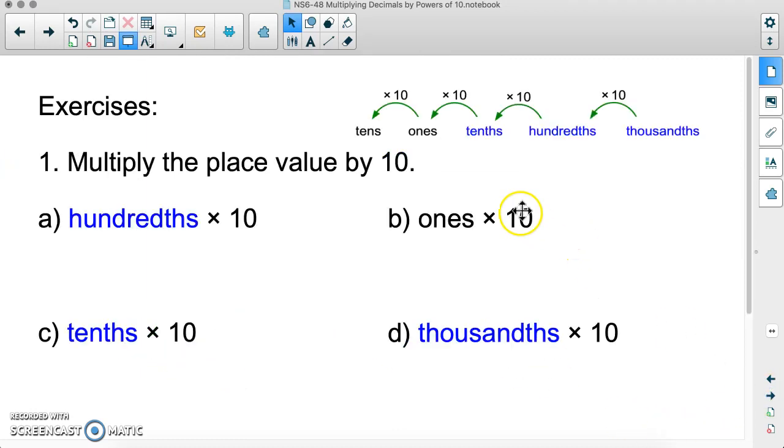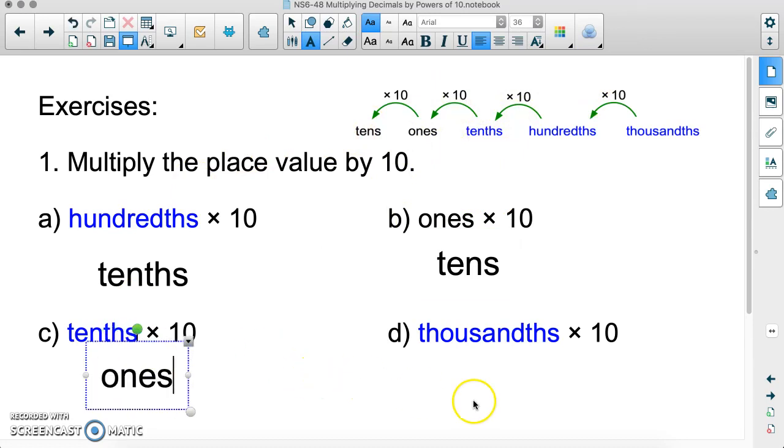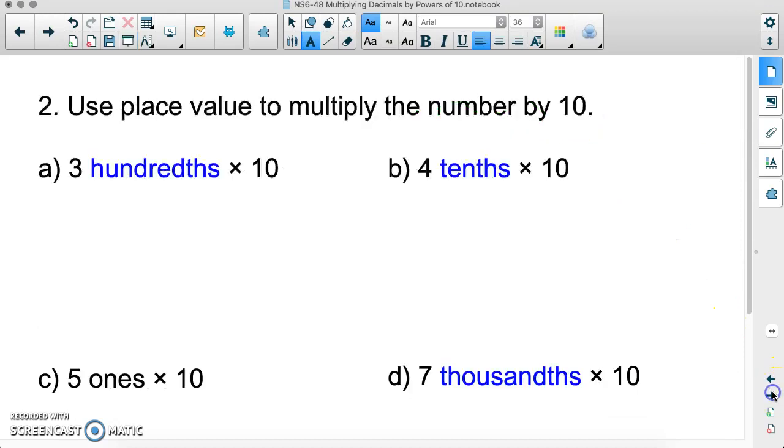So let's look at this a little bit more closely here with these examples. Multiply the place value by 10. If we have hundredths and we multiply by 10, looking at this picture above, we're going to end up with tenths. If we have ones and we multiply by 10, we're going to end up with tens. If we have tenths and we multiply by 10, we're going to have ones. And if we have thousandths and we multiply by 10, we're going to get hundredths. So you're always moving place value to the left. Okay, so we're going to use place value to multiply the number by 10.